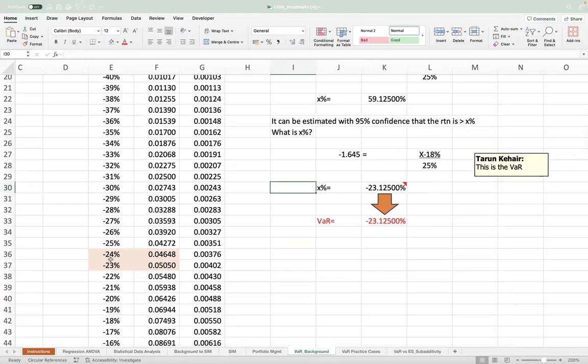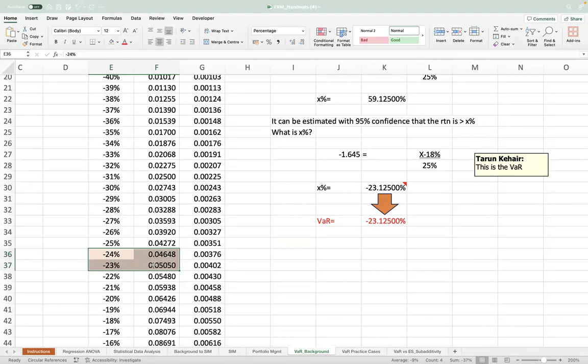So, if I look up this part here, ये देखो, 23.125 negative is coming between what range? 0.04648 and 0.0505, which is that 5% confidence level. Cumulative probability is 5%. समझ में आया आपको?